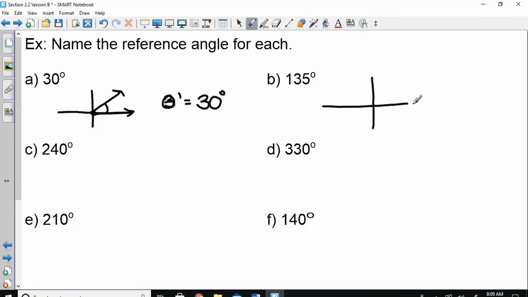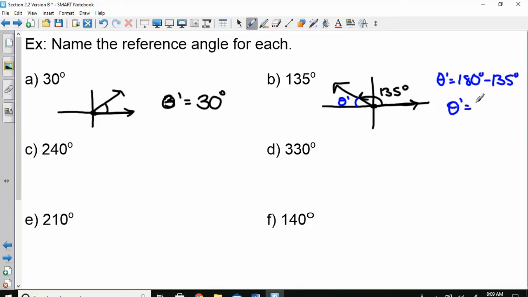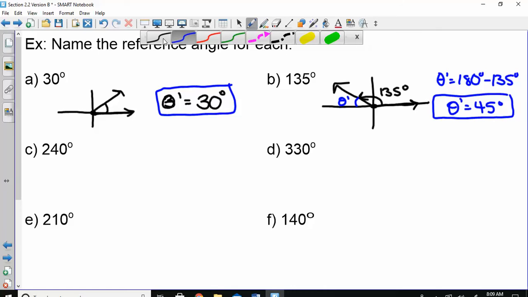B though, if I said 135 degrees, what quadrant is 135 in? Second. So if this is 135, my reference angle is the distance to the x-axis, so that would be over here. How do we get that? We know this whole thing would be 180. So you can do 180 minus 135. So your reference angle is 45. Your reference angle is always going to be an acute angle.